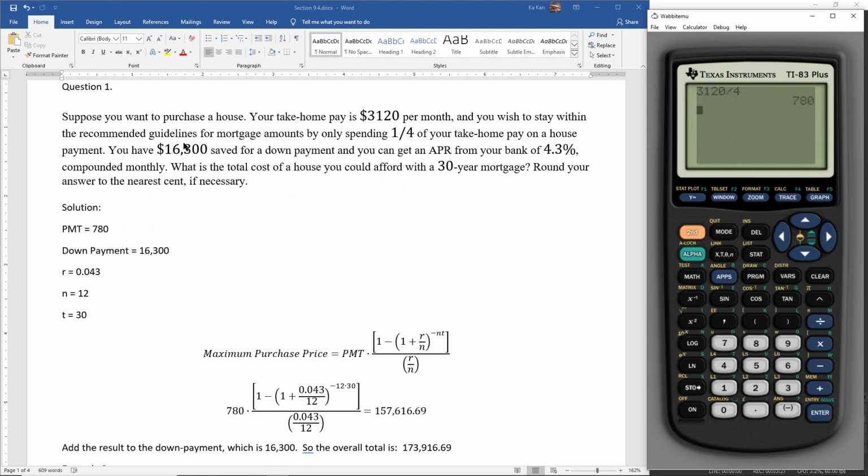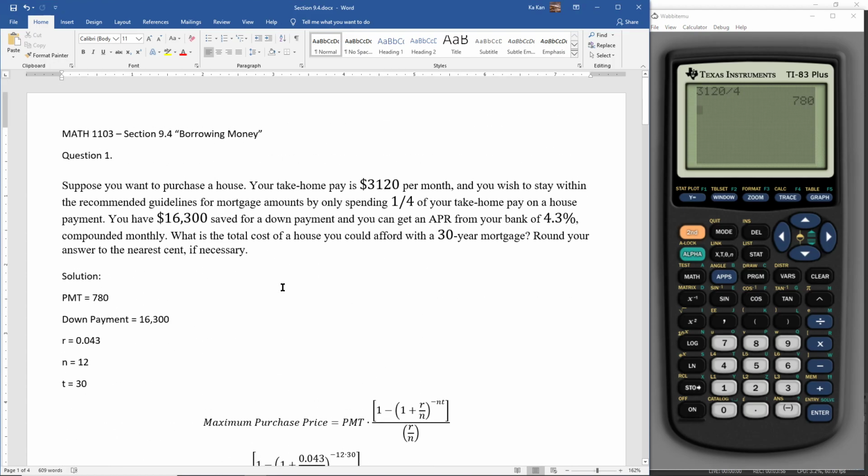Down payment, they gave it to us. The interest rate is given to us. And N is 12. Why? Because it's compounded monthly. Compounded monthly means you pay every month, so you got 12 months a year. So you're paying 12 times a year, right? If I say you want to look at how much you pay per year, that would be one time a year. Now, the time is 30 because the mortgage is a 30 year mortgage.